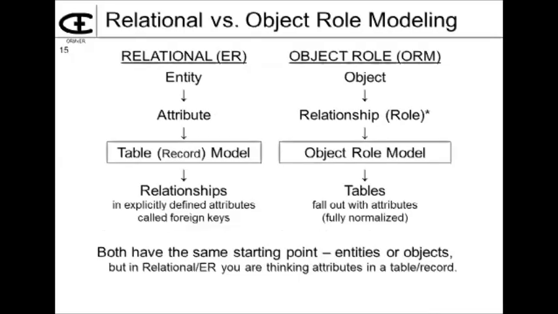So, the relational, we got entities, then attributes, then we build tables. So we got the table model. In object role modeling, we think of objects, and then we think about relationships and roles in relationships. We build an object model, and then we can generate the tables. Both have the same starting point, entities or objects.